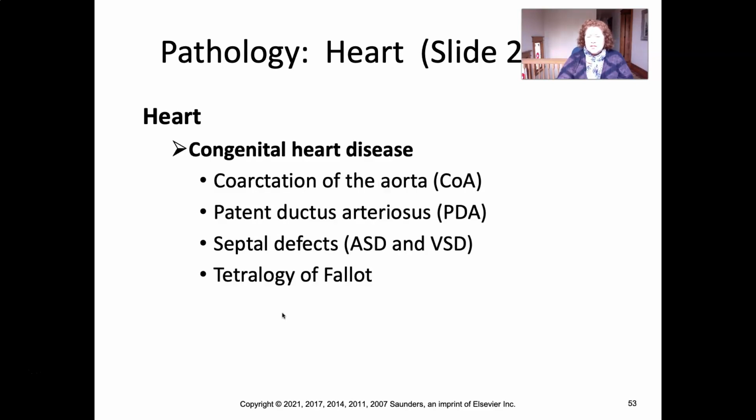There are congenital heart diseases, those that develop before someone is born, and that is the coarctation of the aorta, patent ductus arteriosus, septal defects, and tetralogy of Fallot. These are all things that happen when the heart is developing before the baby is born. And they have come up with quite a few fixes. They are surgical procedures, obviously, but they have come up with quite a few over the years. So these are no longer fatal diseases in newborns.